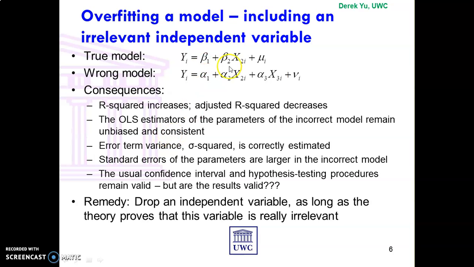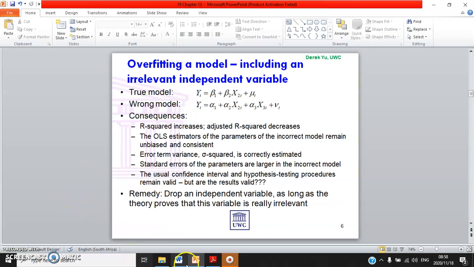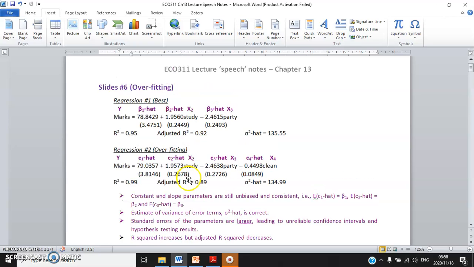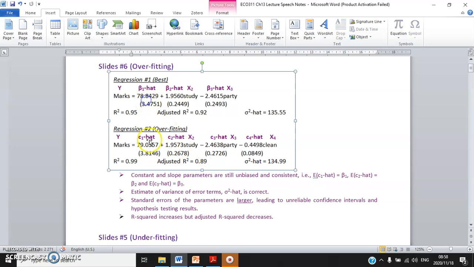unbiased and consistent. So the parameters are still fine, actually. And then the variance of the error term is still fine. It is still correctly estimated. But now, by committing overfitting, the standard error of the parameter would definitely become larger. Okay. And then since the standard error of the parameter becomes larger, it would have some impact on the reliability of confidence interval and hypothesis testing. Okay, so for example, if the standard error of the parameter becomes larger, then the confidence interval will be wider, actually.